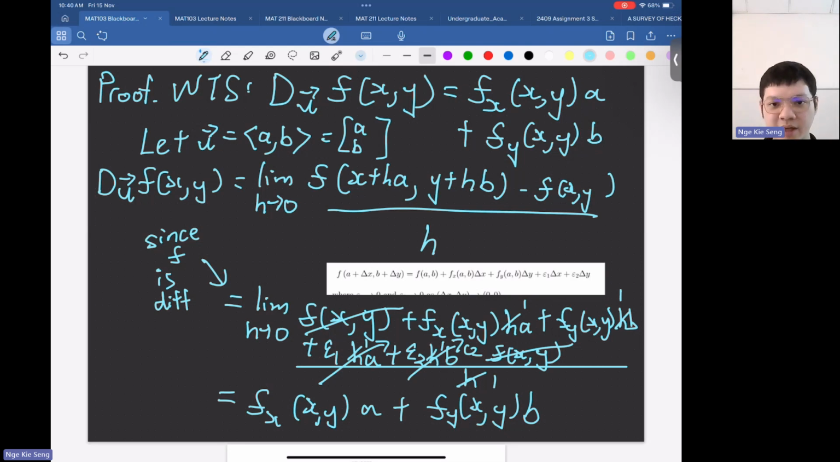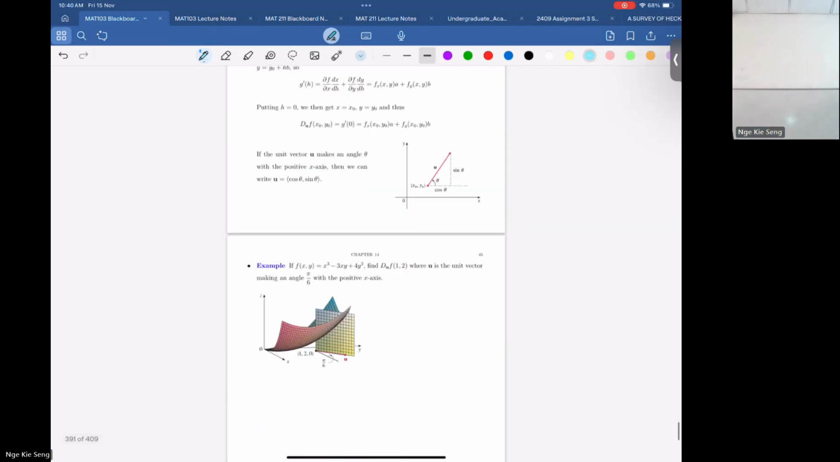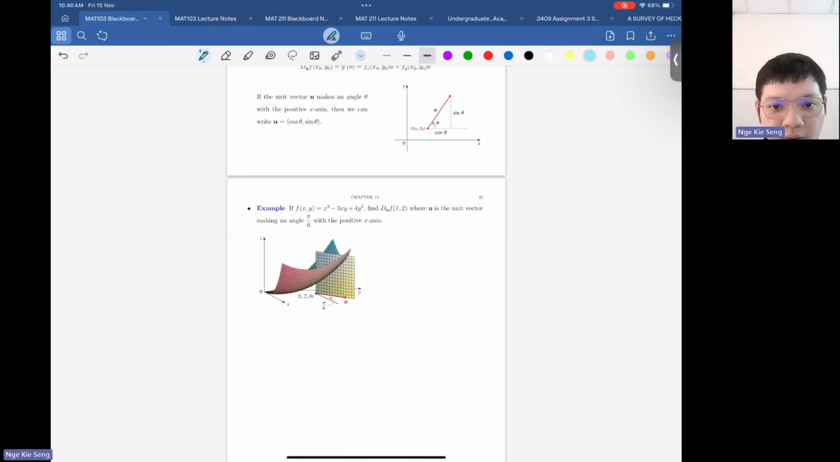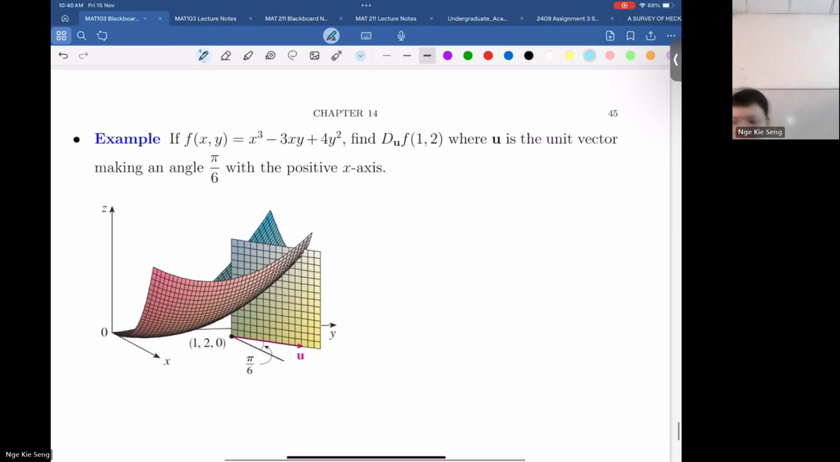Right, so let's do some computation here. Let's go down and do some computation. Let's see which one we want to do. Okay, let's do this one first. So we start with a surface f equals x cubed minus 3xy plus 4y squared. Why is it a surface? Because this is a function from R2 to R. It tells you every point what height corresponds to. So if you graph this f here, it is a graph in R3. This is the surface.